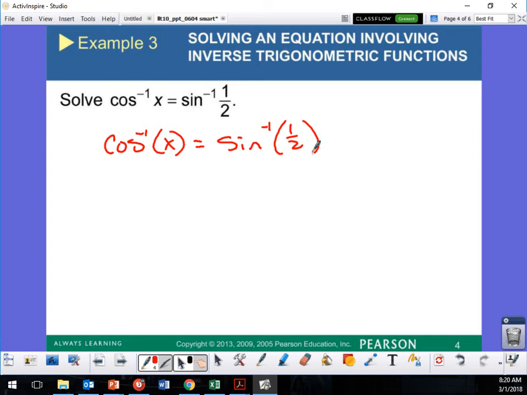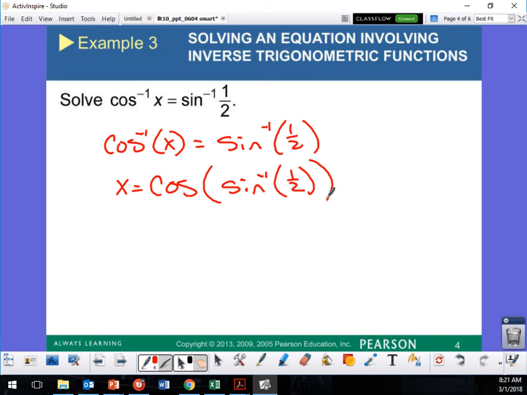What are we trying to get by itself? Here's my x, and the same rule applies. I'm trying to get x by itself. To get this out, I just switch them. I do the inverse, and this time all of this goes on the inside. So x equals cosine. Remember, if I'm doing the inverse of the inverse to get the x out, it becomes regular cosine. So x equals cosine of inverse sine of 1/2.